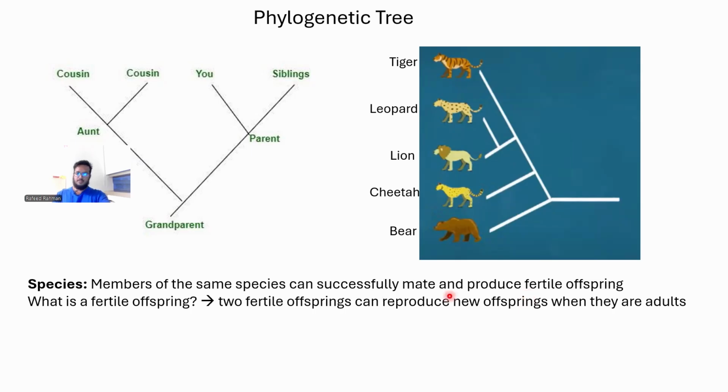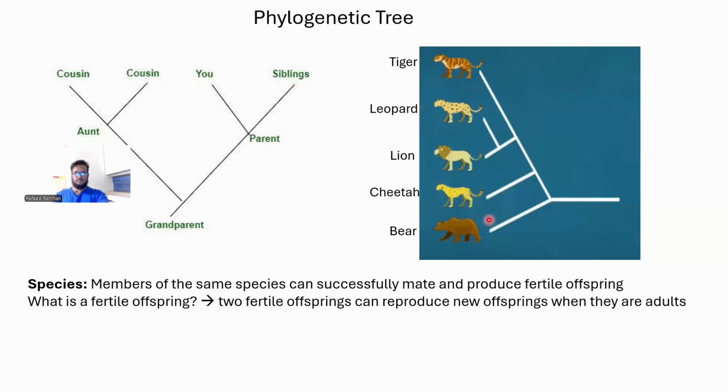So, mating is not enough because lion and leopard can also mate, and lion and tiger can also mate. You have obviously heard about liger, but the produced offspring is not fertile. That means the family tree stops there. Liger and liger cannot mate. That is the thing. Two fertile offspring can definitely produce new offspring when they're adults, and the chain goes on and on. So the chain has to go on. Just being able to mate doesn't make any difference in order to qualify as a species.